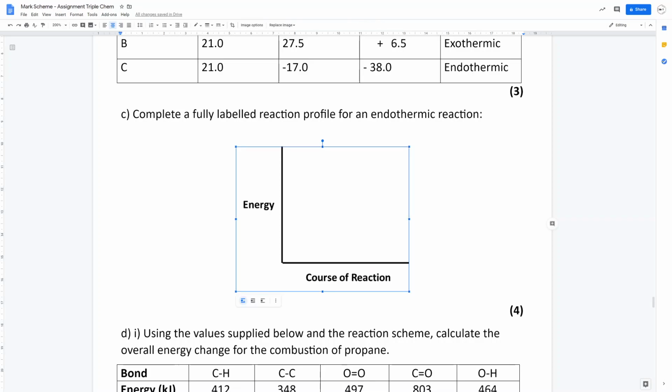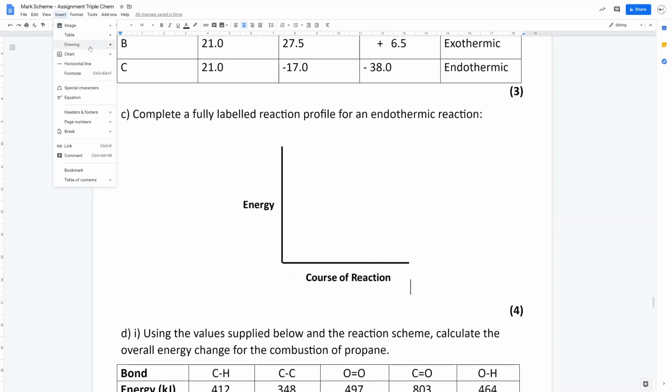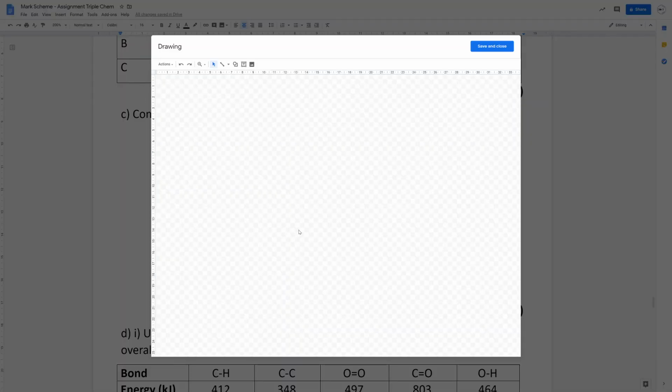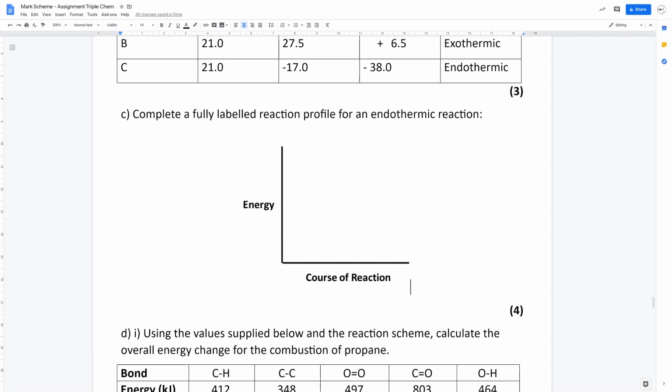Right. I want to show you a little trick here. If you're trying to add images to these sorts of documents, it's really easy. You click Insert, and you go to Drawing and you click New, and you can do a little drawing in this box here, which is well handy. Now I'm just going to escape this quick. I'm just going to save and close as if it was there.